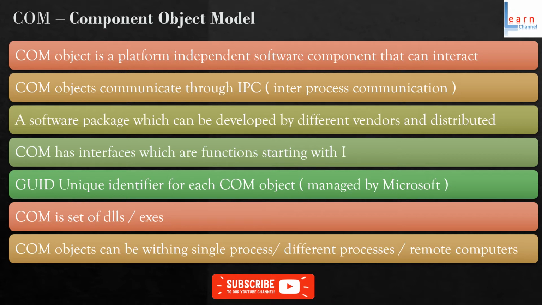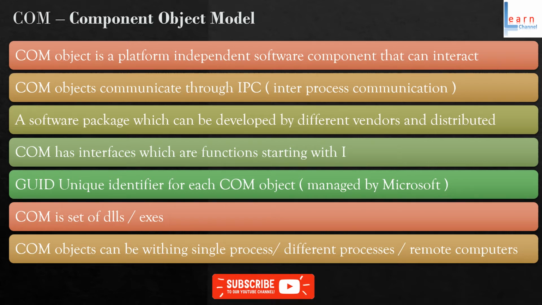And a COM object communicates through IPC, interprocess communication. So you can have one COM object on your PC and another distributed to a different PC or in a different process in the same computer. So two different applications on your computer can talk with each other through COM objects. This is possible, or two different applications can talk with each other over remote computers. So this is also possible with COM objects. And this is a software package which can be developed by different vendors and distributed.